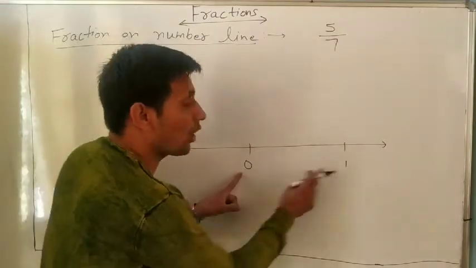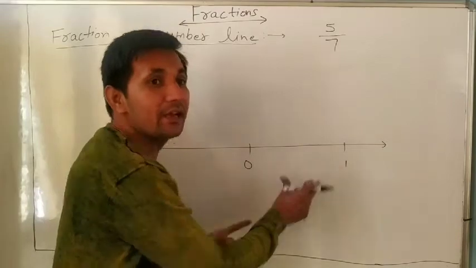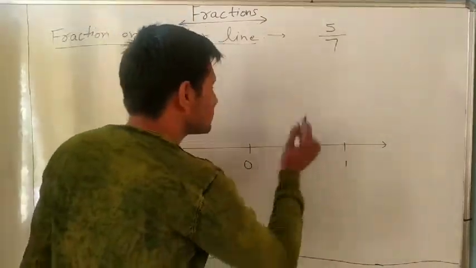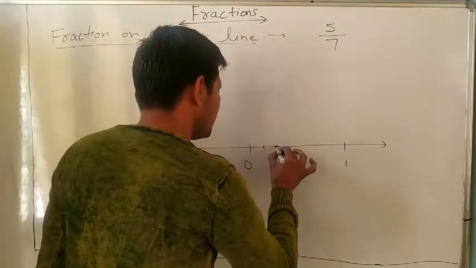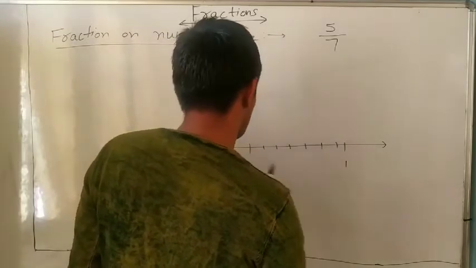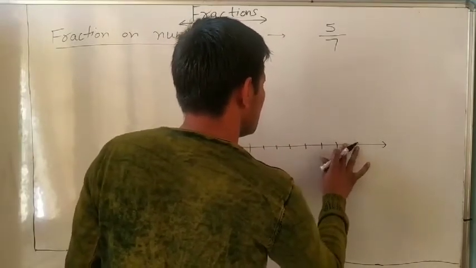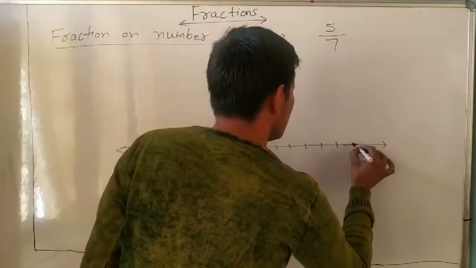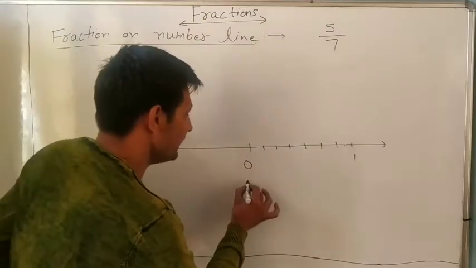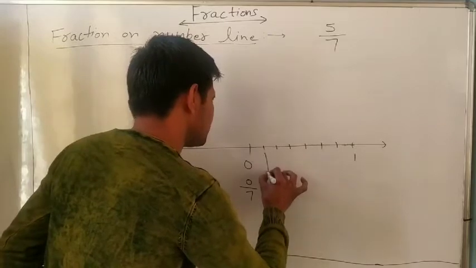So how many equal parts do we have to take? Always remember, when we divide this line, all are equal parts, using a scale. Okay, 0 to 1 in 7 equal parts. 1, 2, 3, 4, 5, 6, and it is 7. It is 1. So you can represent 0 as 0 upon 7. It is 1 upon 7.